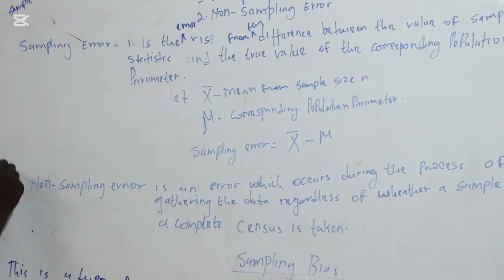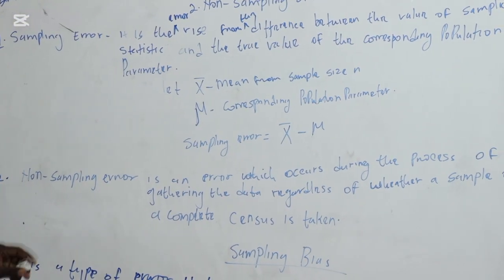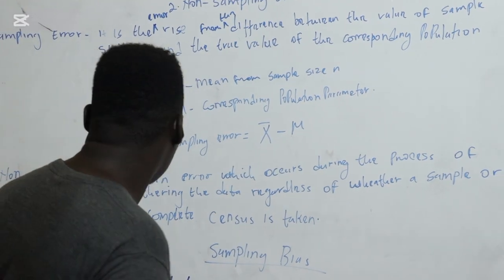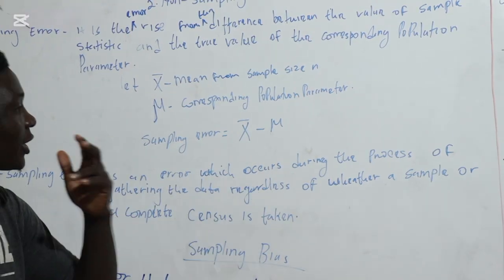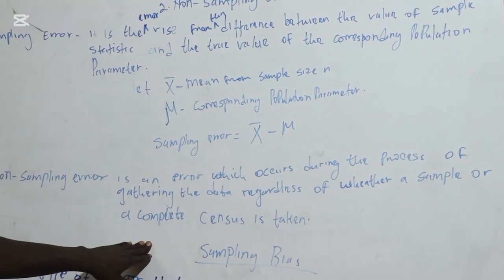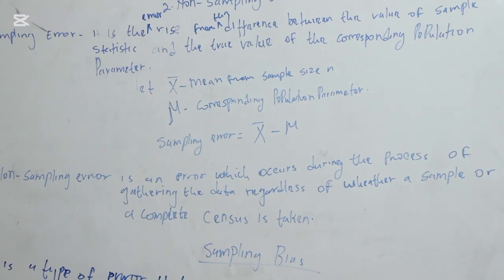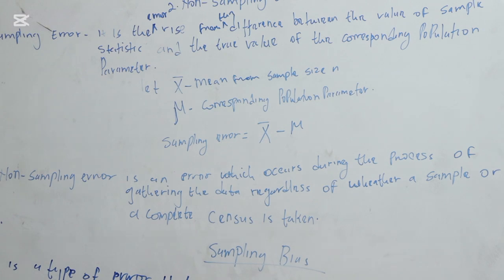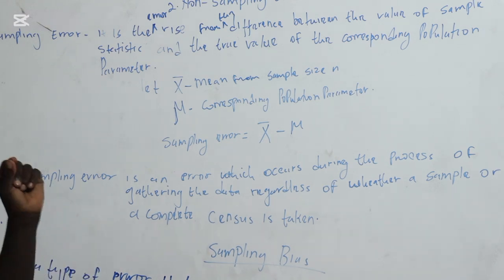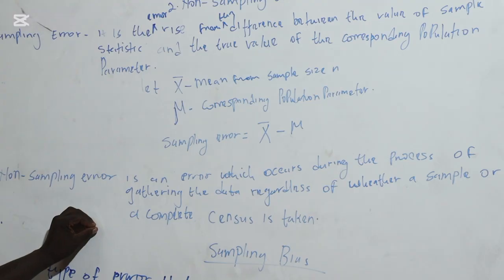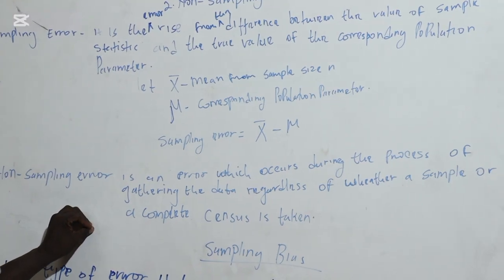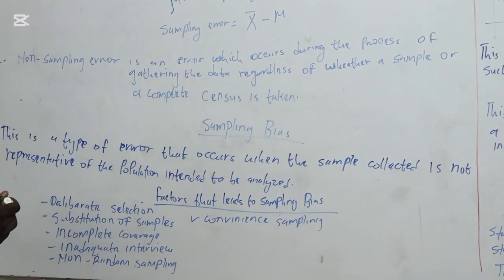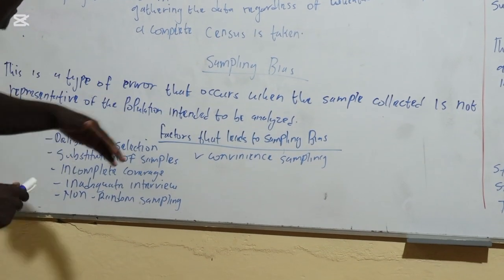Number 2, we are going to talk about non-sampling error. Non-sampling error is an error which occurs during the process of gathering the data, regardless of whether a sample or a complete census is taken. So when gathering the data, or at the initial point of data collection, there is some fault during the process. That's what we call non-sampling error. This is an error which occurs when we are collecting the information.